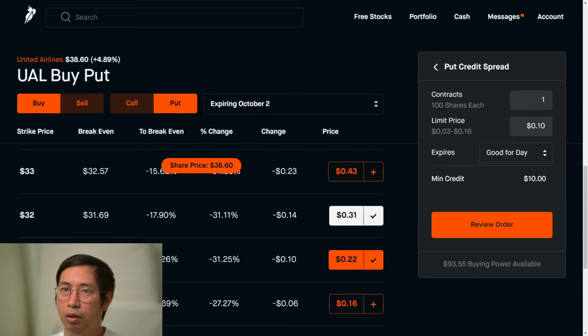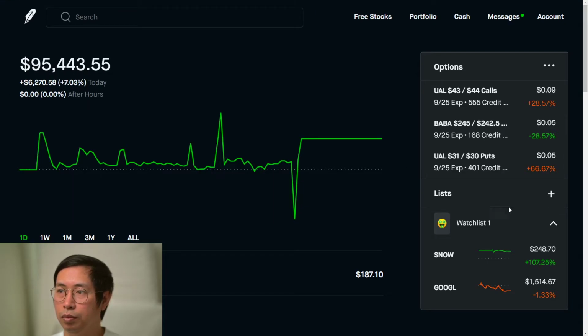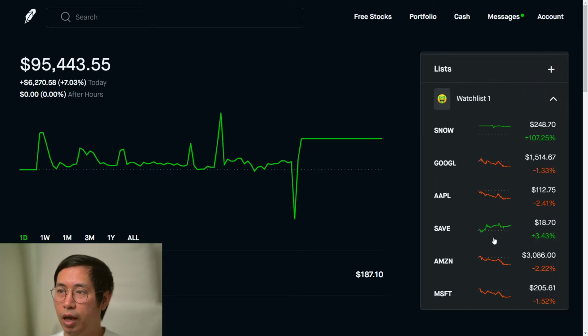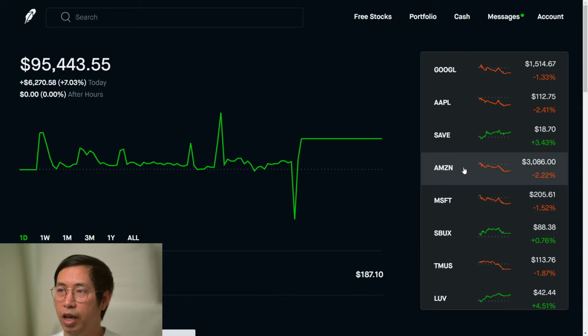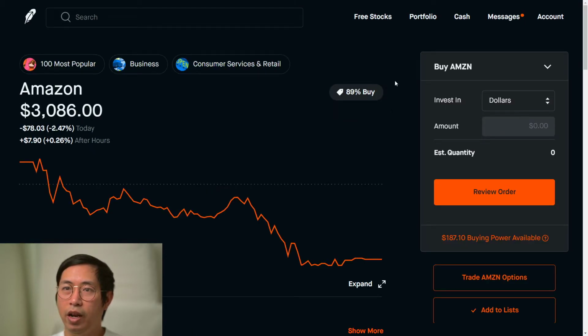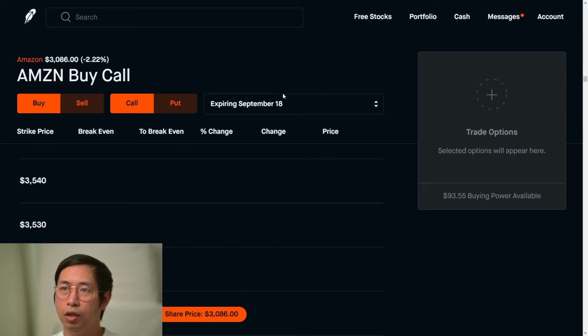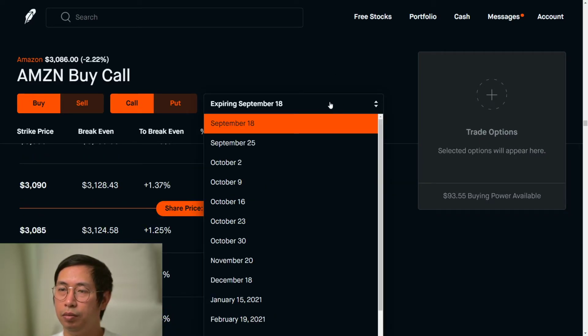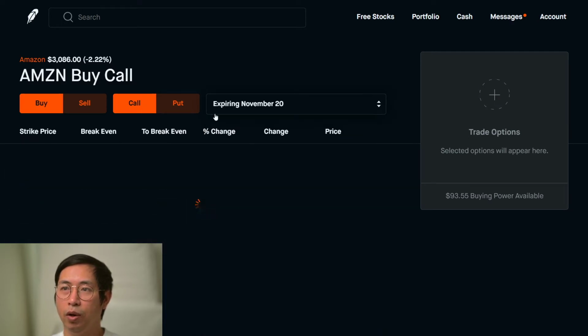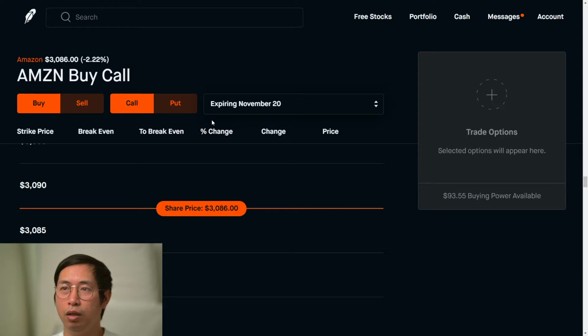Let's do another example. Let's say Amazon. So right now Amazon is at $3,086. That's where it's at right now. Let's go here to trade Amazon options. Pick an expiration date. Let's pick November 20th. So our expiration date is November 20th.